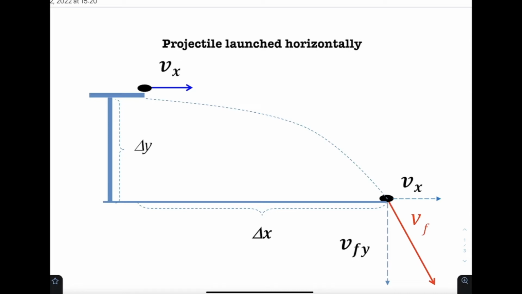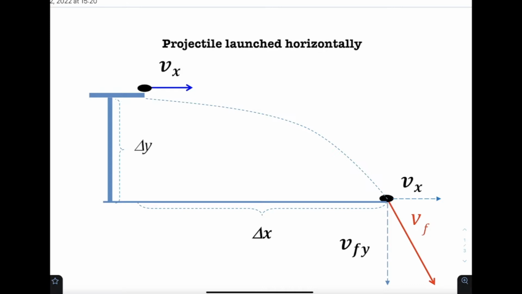All right, so let's review what projectile launched horizontally entails. As you remember, projectile motion is motion in two directions, vertically and horizontally. And we distinguish between two parts of it, the horizontal part and the vertical part. And we do that not only because of the direction of motion, but also because of the nature.